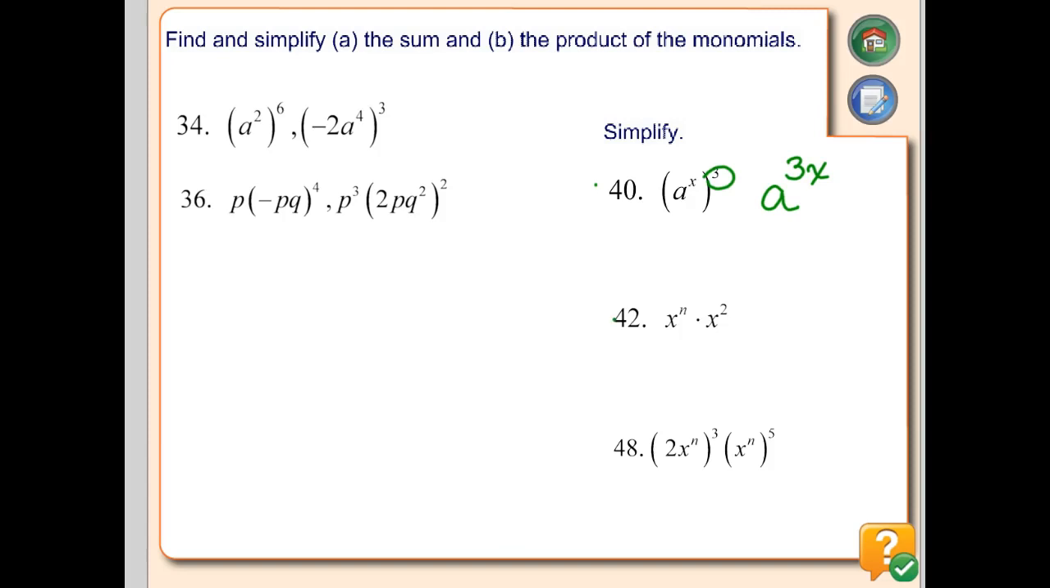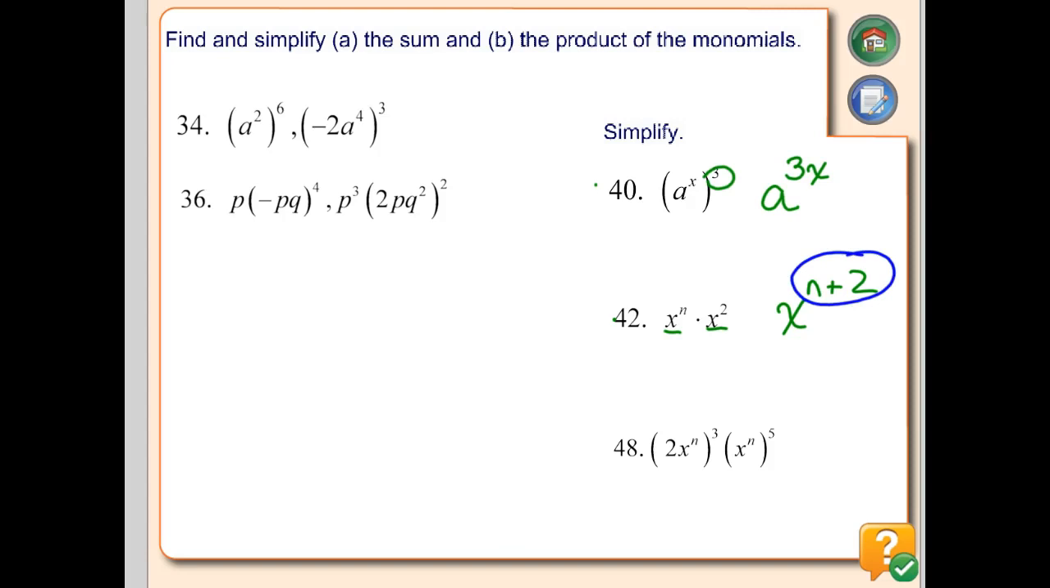Now, let's look at number 42. This time we're multiplying x to the n times x squared. Oh, well, what's the rule? We have the same base. Okay, if I have the same base, what do we do to our exponents? Yeah, that's right. We learned that a couple days ago. We're going to add them. So what is n plus 2? Well, that's going to be x to the n plus 2. I can't put these together because they're not like terms. So that's my final answer.